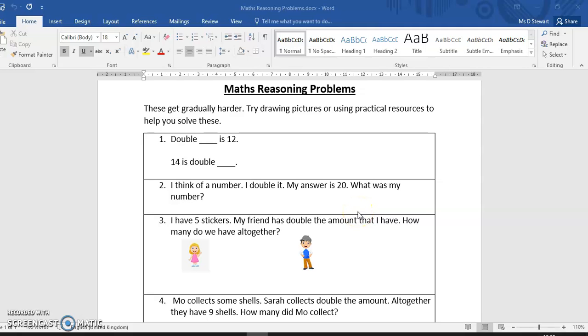Hello Year 1. Here are some questions for us to have a look at for the maths reasoning problems. These get gradually harder and we'll go through some strategies to solve each one.